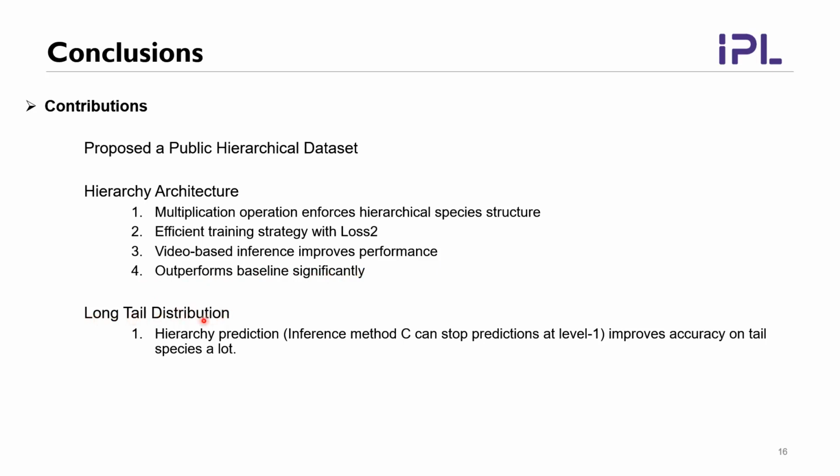For the long-tail distribution problem, we found our inference method C, which we call hierarchy prediction, improves accuracy on tail species a lot.